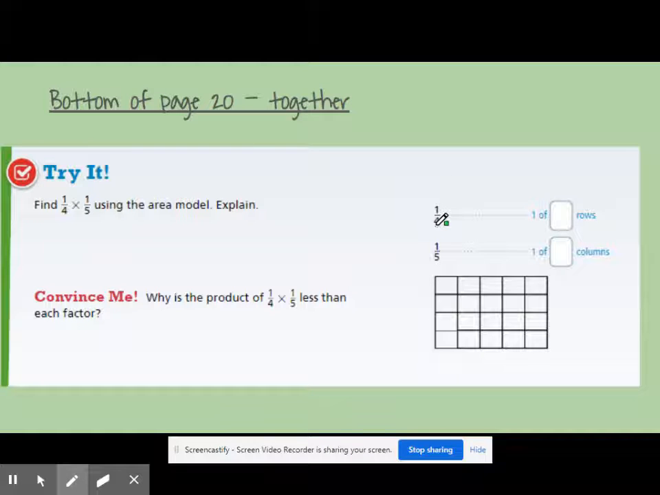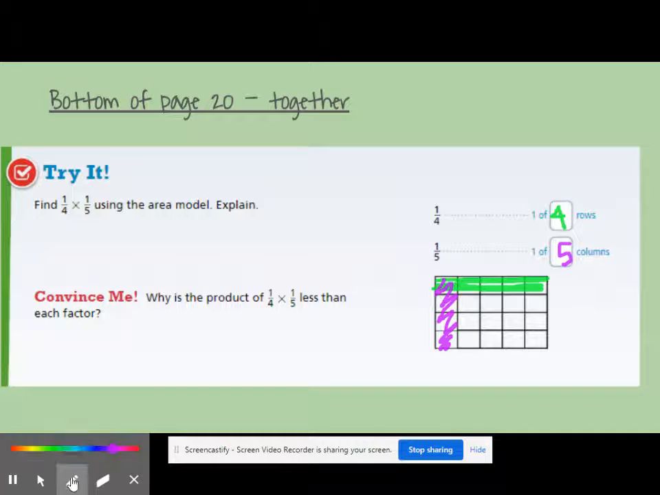Well, it says 1/4 means 1 out of 4 rows. So that means I want this one. I'm dealing with rows. Rows go side to side, like all the way across, like rows in a movie theater. So I want only 1 out of the 4 rows. And then it says 1/5 is 1 out of 5 columns. Columns go up and down, like columns holding up a building. I only want 1 out of those 5.